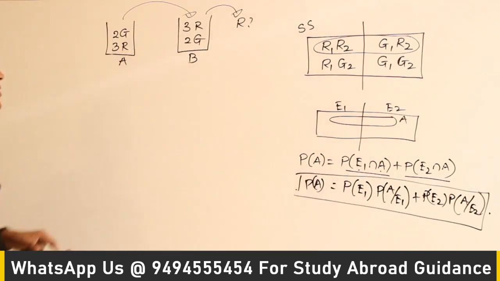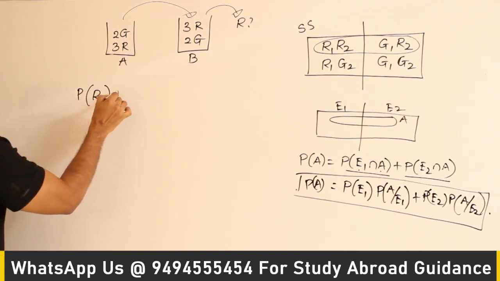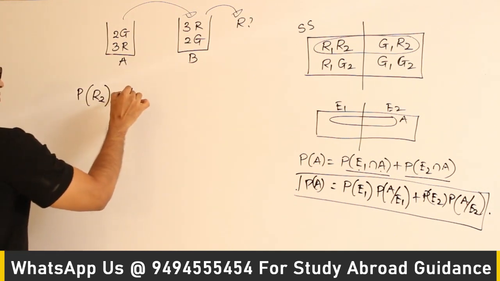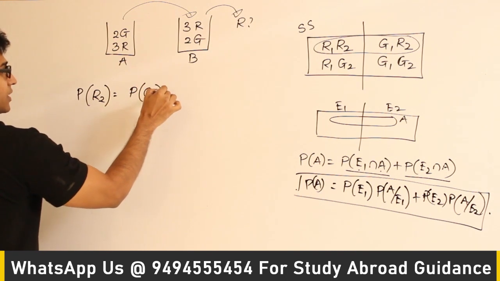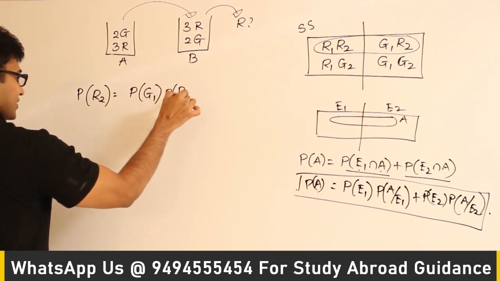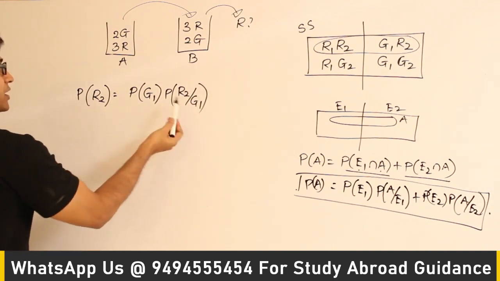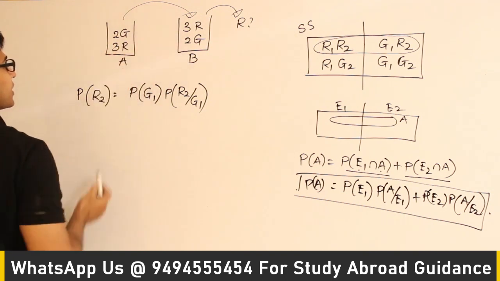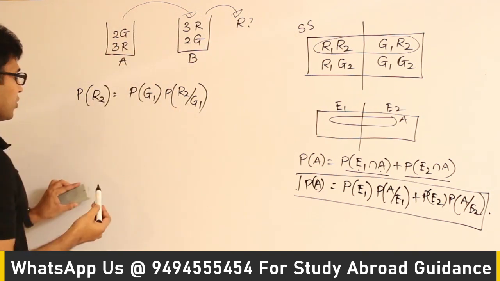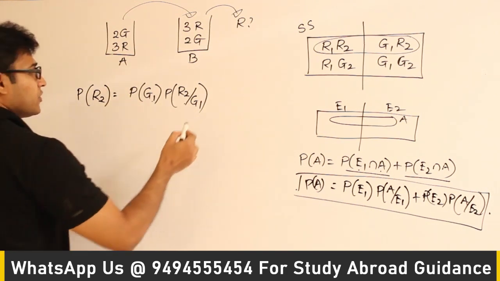And now coming to this example, let's do this. Probability of getting a red ball second time is equal to probability of getting a green ball first time into probability of getting a red ball second time, given that we got a green ball first time. Now why are they dependent? Because once we pick a green ball from here and add it there, the probability of getting a red ball is going to change, and it is going to depend on the green ball first, right?